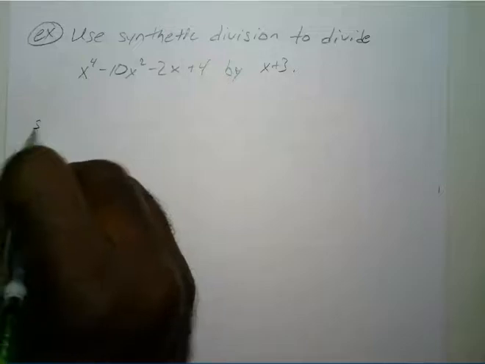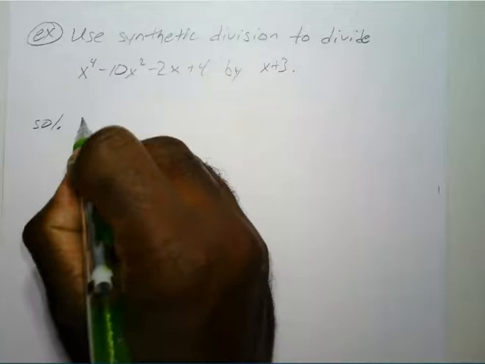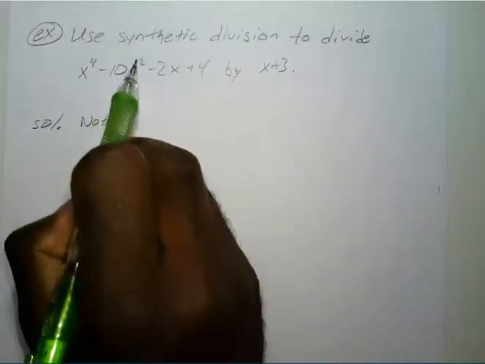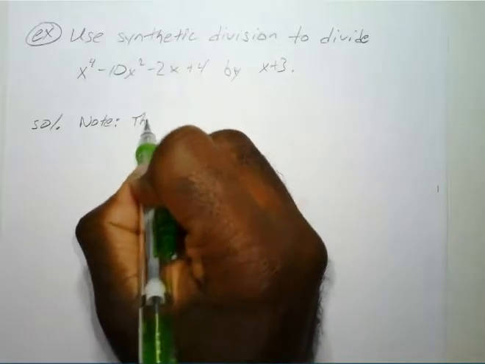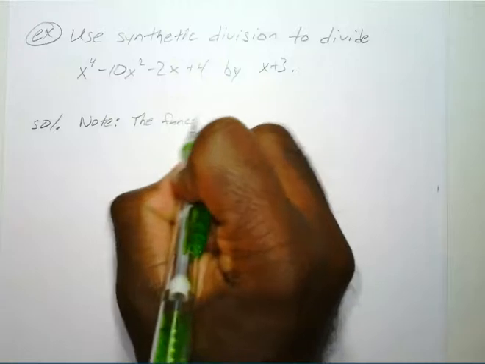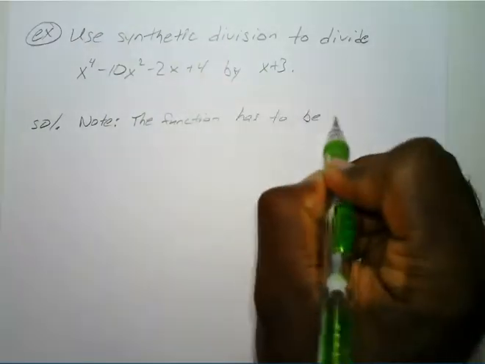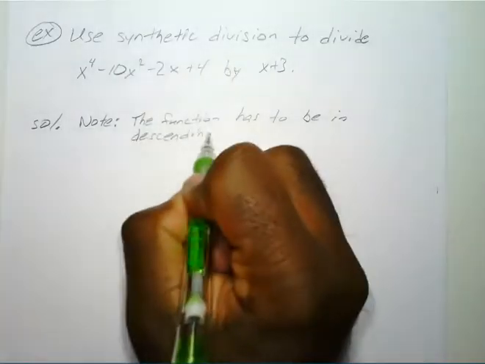There are a few things you always want to look out for. These two things are where most mistakes happen with synthetic division, so you want to be aware of them. The first thing is your exponents have to be in descending order. The function has to be in descending order.